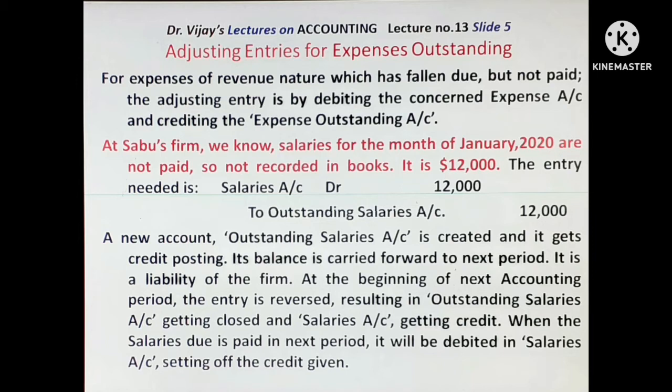At the beginning of the next accounting period, the entry is reversed, resulting in outstanding salaries account getting closed and salaries account getting credit. When the salaries due is paid in the next period, it will be debited in salaries account, setting off the credit given through the reversal entry.